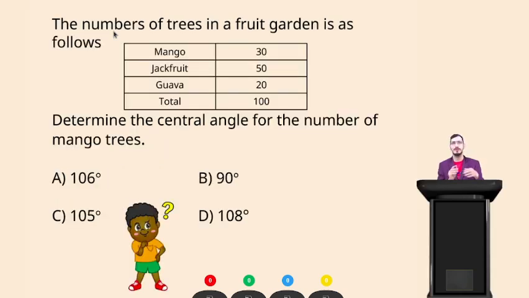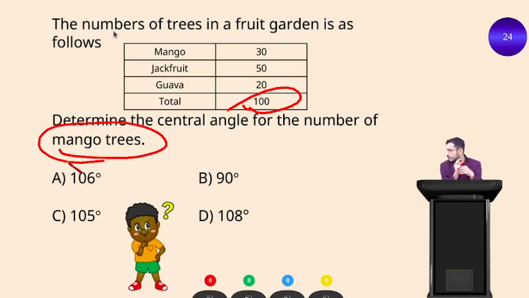Okay, now it's question time, students. The number of trees in a fruit garden is as follows. You can see mango, jackfruit, guava, and yes, the total number, that is 100. So determine the mango trees. Okay, so yes, I am giving you 45 seconds for this question. So which option is correct here? 106 degree, 90 degree, 105 degree and 108 degree. Find the central angle for the number of mango trees.